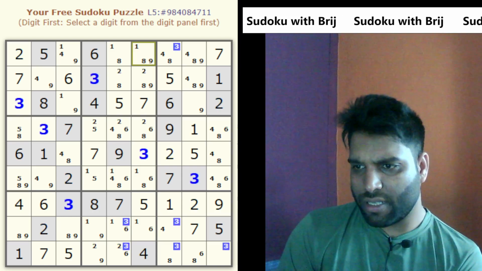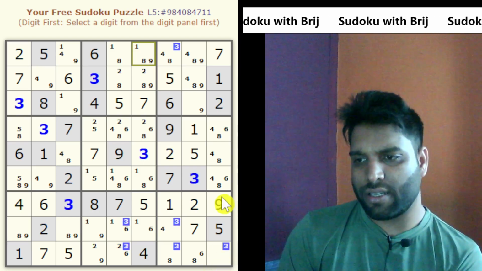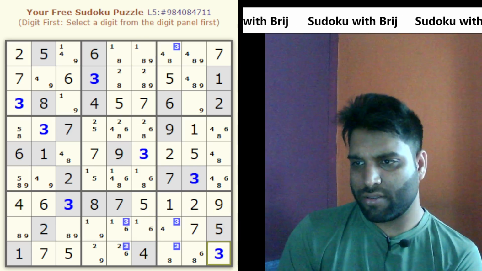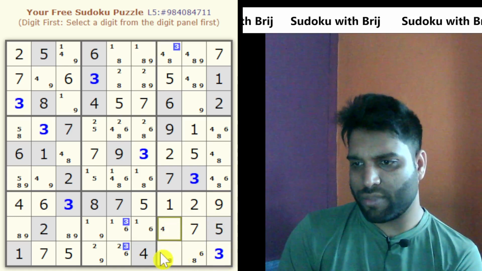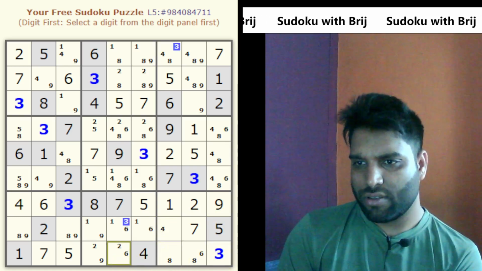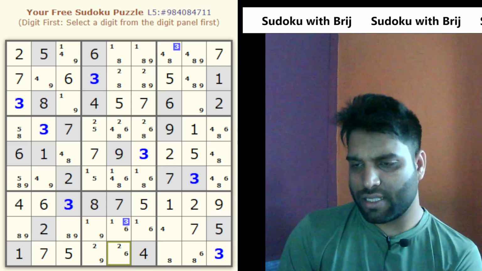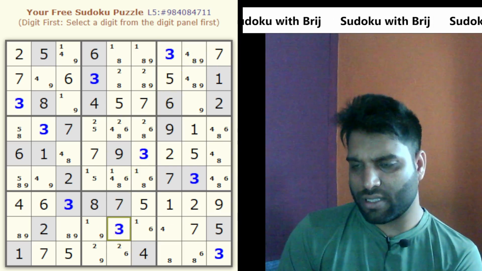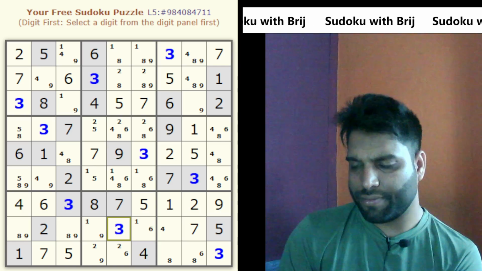Now let's move on to 3. The possibility of 3 in this box 9 should be here because this is a naked single. And now we can remove 3 from these two cells and from this cell also. So now we can see 3 should be in this cell and 3 should be in this cell. So 3 is solved now.